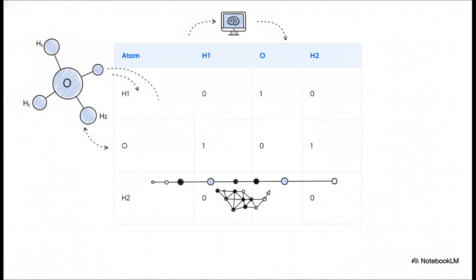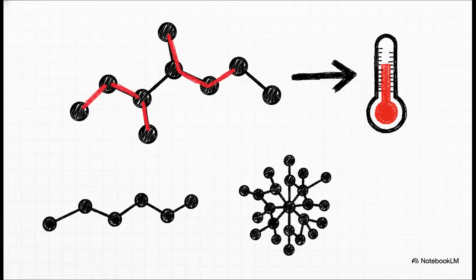Looking at our water example here, hydrogen 1 is directly connected to oxygen, so that gets a 1. But hydrogen 1 is not directly connected to hydrogen 2, right? So that's a 0. Just like that, we've taken a visual, physical molecule and turned it into raw, computable data. And once we have that matrix built, we can calculate something called graph distance. This is simply the smallest number of edges between any two vertices. And let me tell you, this is huge.